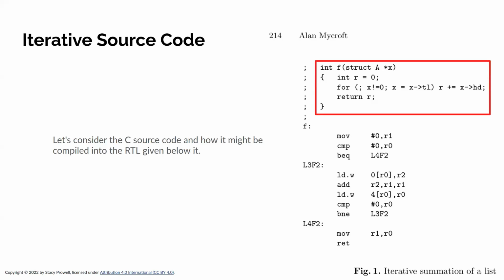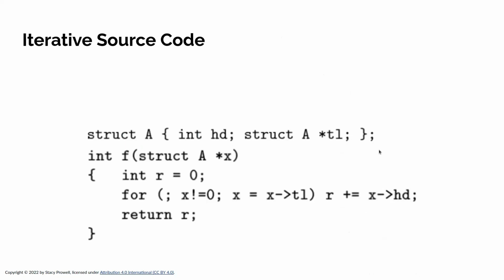So up at the top, we have the C source code, and it might be worth thinking about how you would go from this to this, because it's not necessarily super clear in the paper how you get from something up here to this. Let's do that real quickly. So here's the C source code. Shouldn't be terribly complicated looking to you. I have a struct called A, which is a terrible name for a struct, but that's what he's calling it. It has a head and a tail. The tail is a pointer to another struct A.